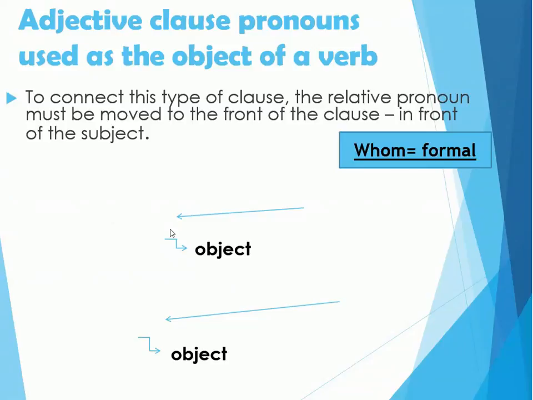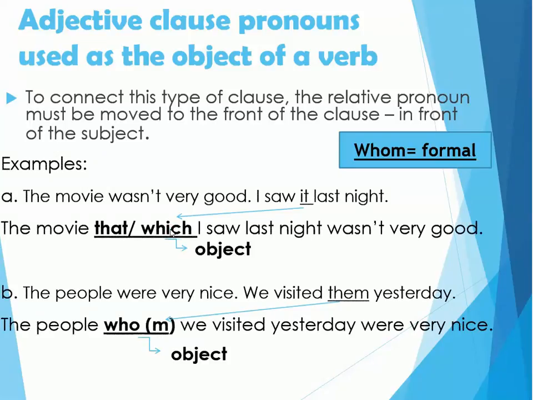Let's see examples of adjective clause pronouns used as the object of a verb. Well, to connect this type of clause, the relative pronoun must be moved to the front of the clause, in front of the subject. The movie wasn't very good, clause number 1. I saw it last night. The movie that or which I saw last night wasn't very good. So you move this in front of the subject here, and it becomes the object, okay?